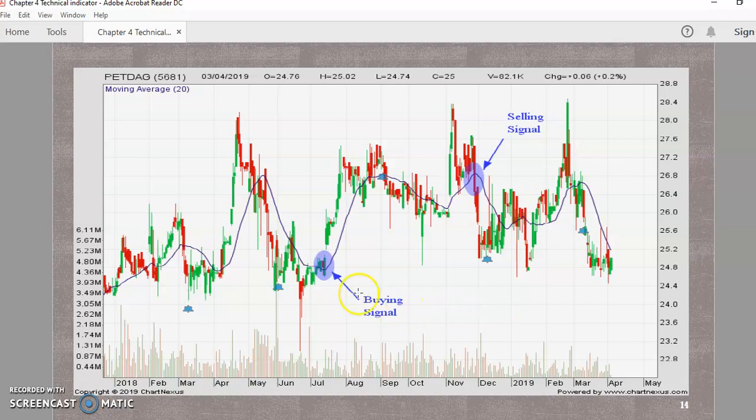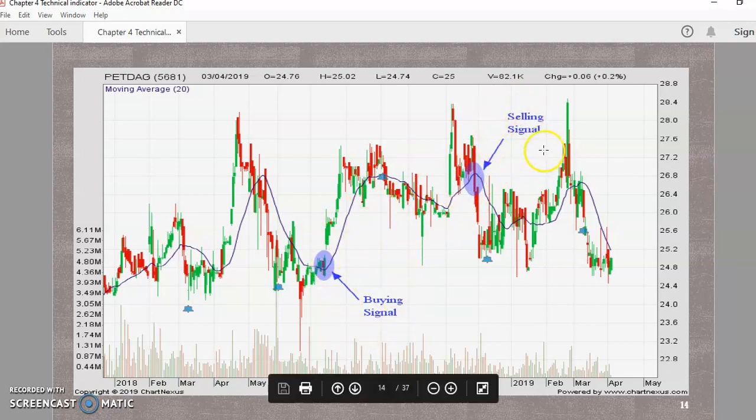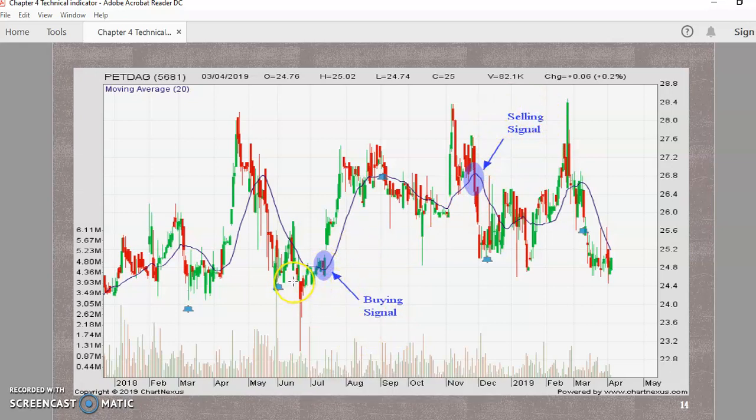Okay, so this is how moving average looks like. The blue line here shows a moving average line or moving average indicator. In this example, I'm using 20 days moving average. Okay, so I already plotted or identified a buying signal and a selling signal. So buying signal occurs when the closing price moves or crosses above the moving average line.